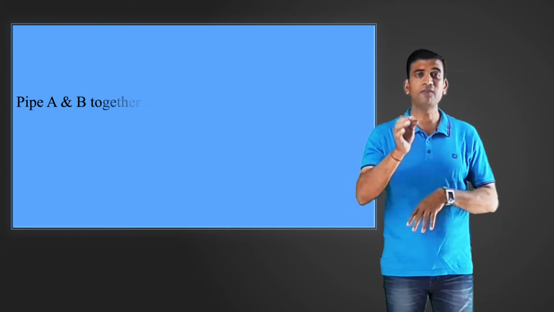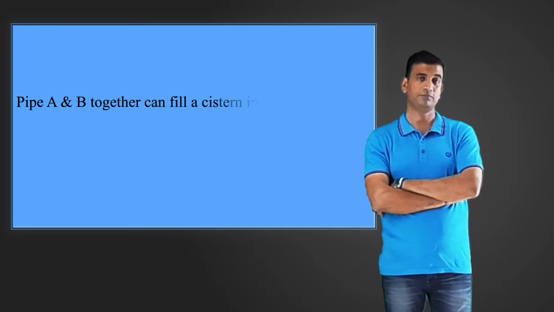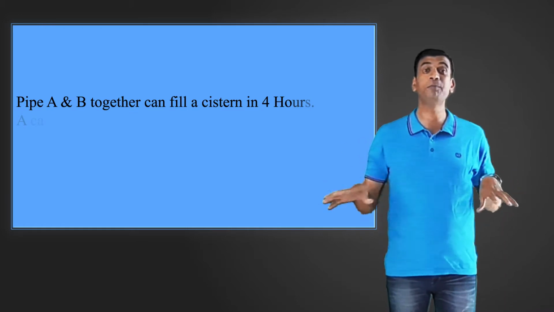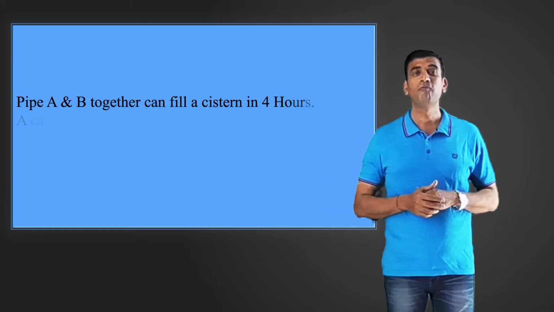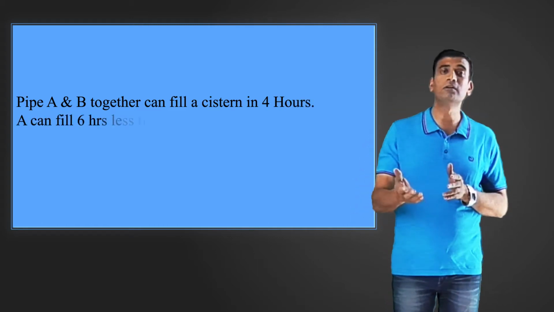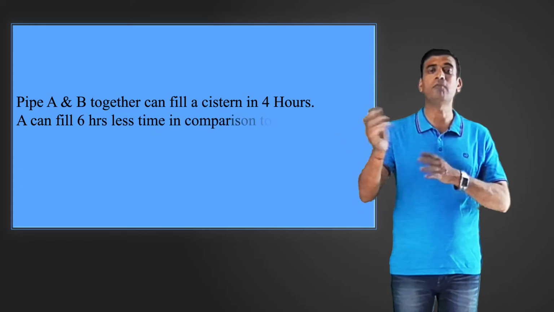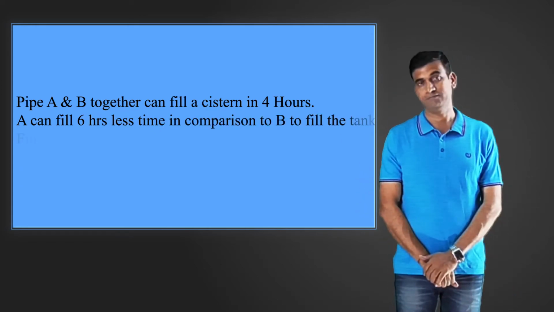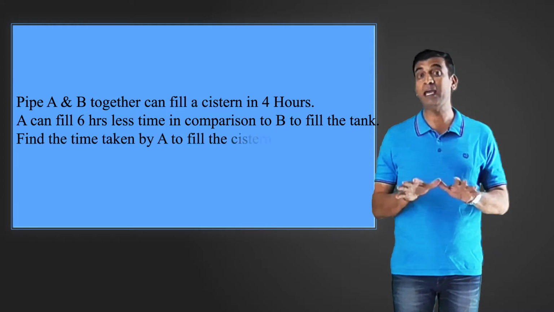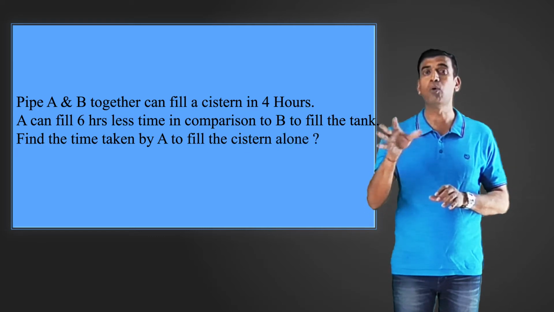Here let us suppose A and B are two pipes. Together they can fill a cistern in 4 hours. But the individual capabilities of A and B are not given. The only thing given is that A takes 6 hours less time in comparison to B to fill the tank. Now the question is, find the time taken by A to fill the cistern alone.